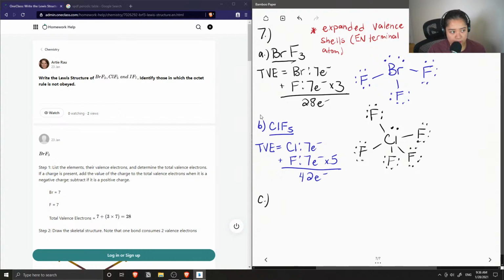And then for our third compound, we have iodine heptafluoride. So let's calculate the total valence electrons. Iodine contains 7. And fluorine also contains 7. And we have 7 atoms. So adding these all up, we get a total of 56 valence electrons.